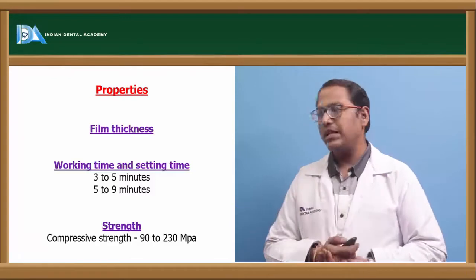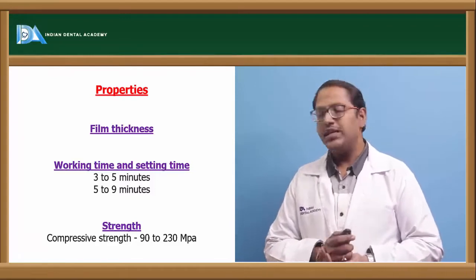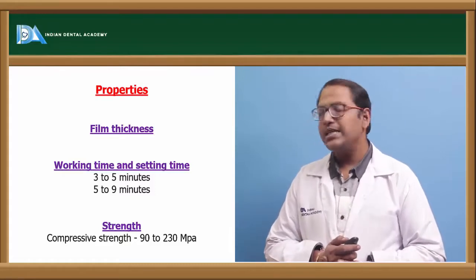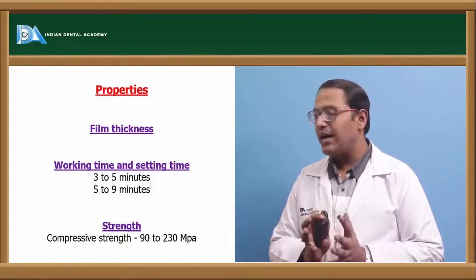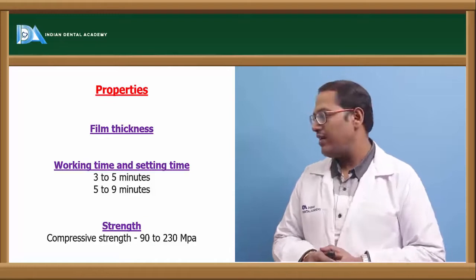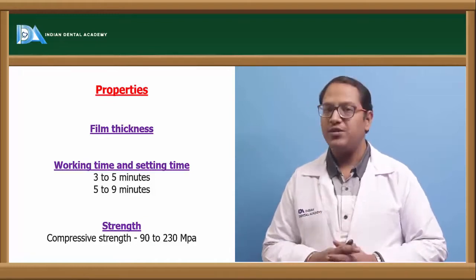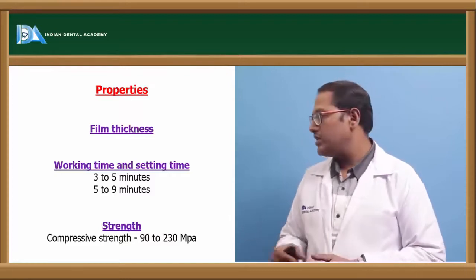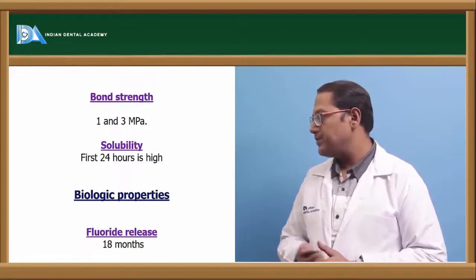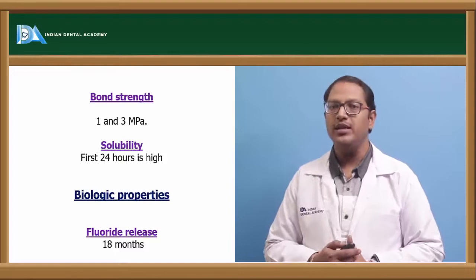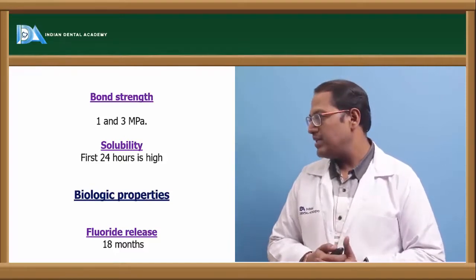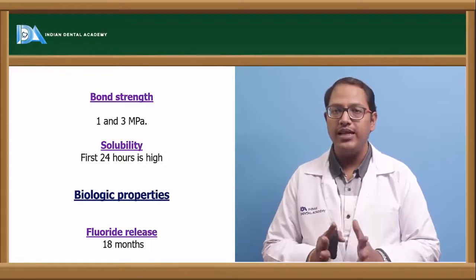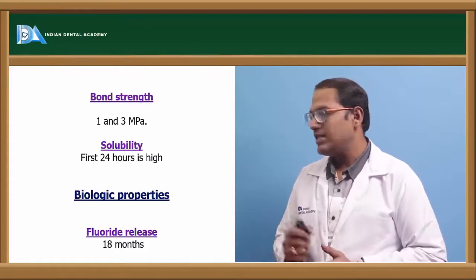Coming to the film thickness property, for luting it comes up to 25 micrometer. Working time and setting time. Working time, we have got an ample amount of working time, that is 3 to 5 minutes, and setting time is 5 to 9 minutes. The compressive strength is very high, it's up to 230 megapascals. Coming to bond strength, it is 1 to 3 megapascal. The solubility is very high in the first 24 hours, but then later on it gets into lower solubility.